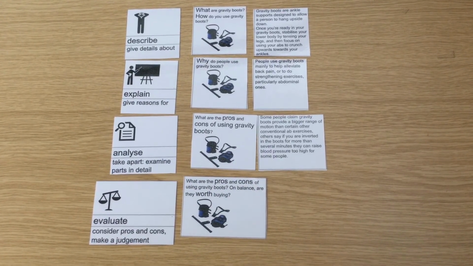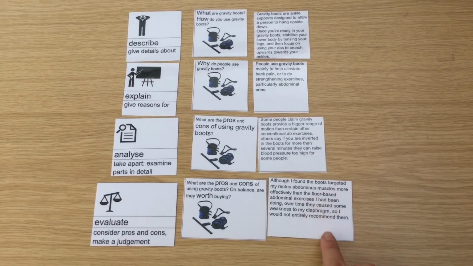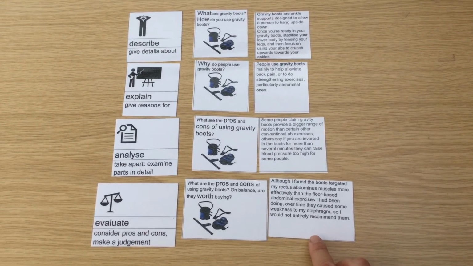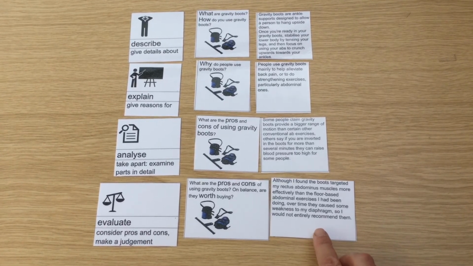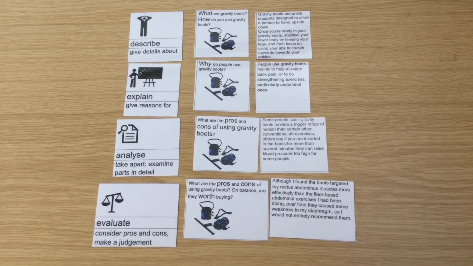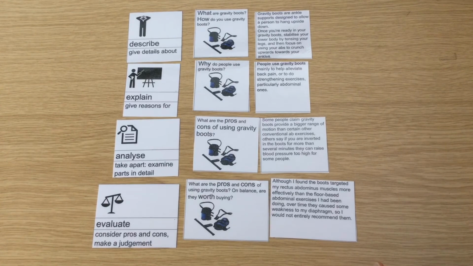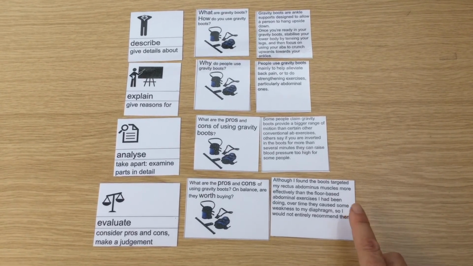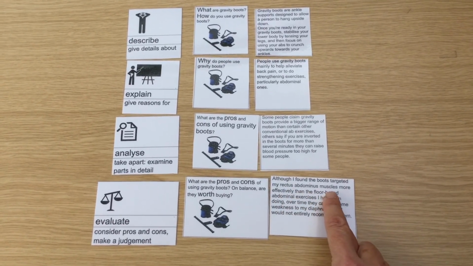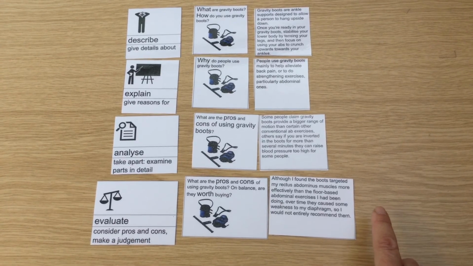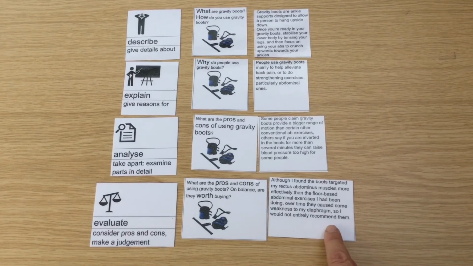Let's go on to the final one, which is evaluate. Here we have, although I find the boots targeted my rectus abdominis muscles more effectively than the floor-based abdominal exercises I had been doing, over time they cause some weakness to my diaphragm, so I would not entirely recommend them. So here I can see a positive where it's targeting these muscles, and then I have negatives, they cause some weakness, and then a judgment, I would not entirely recommend them.